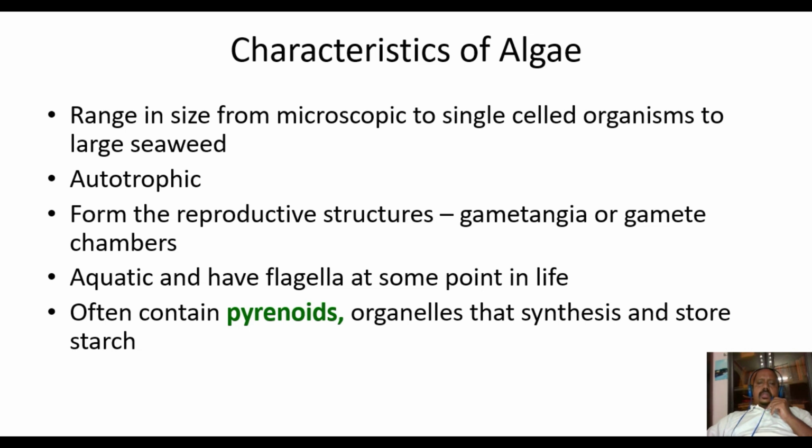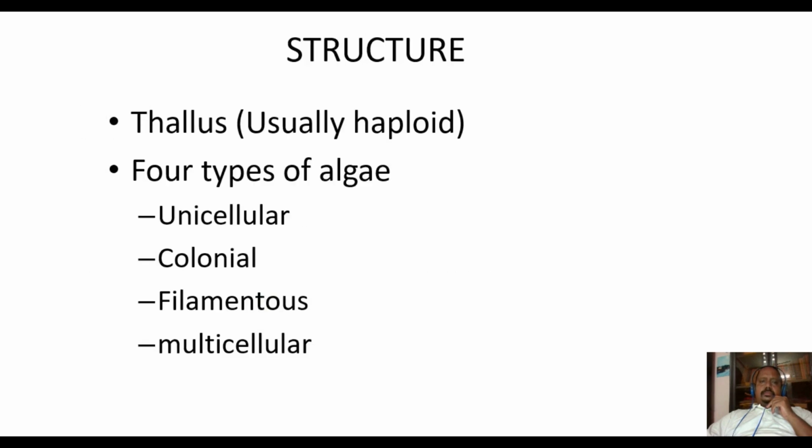Then the reproductive structures are gametangia. Gametes are produced in some chambers, which are known as the gametangia. Then many of the aquatic forms have flagella at some point of time. If they are not present in the mature form, they will be there in the gametic stage or in the spore stage. And most of the algae have pyrenoid or similar structures in the cell to serve as food storage. So we can say that all these are some characteristic features of algae.